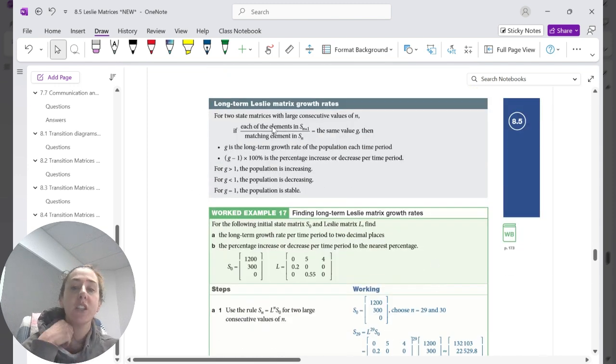So, long-term Leslie matrix growth rates. For two state matrices with large consecutive values of n, say 49 and 50, so raising it to the power of 49 and 50, if each of the elements in S of n plus 1 over the matching element in S of n equals the same value of G, then G is the long-term growth rate of the population each period.